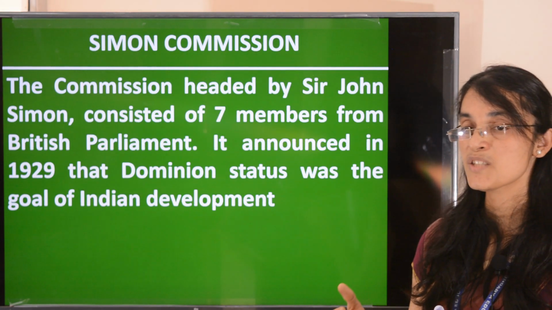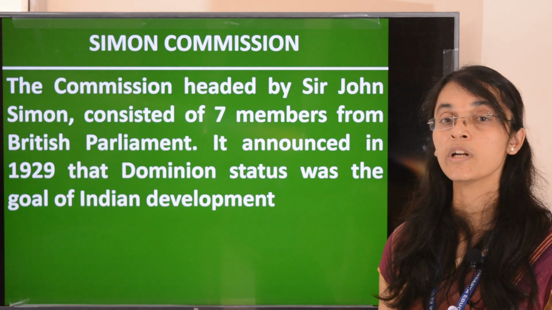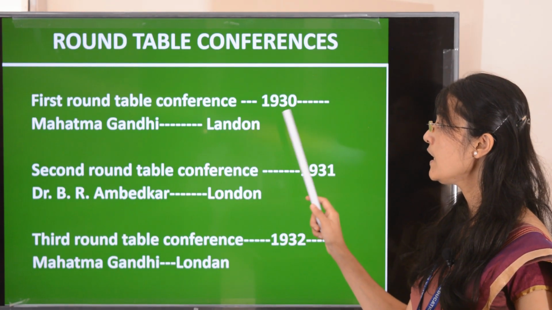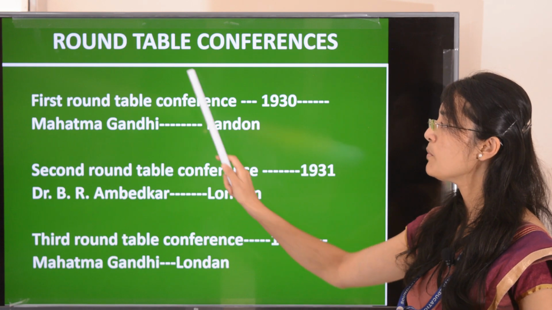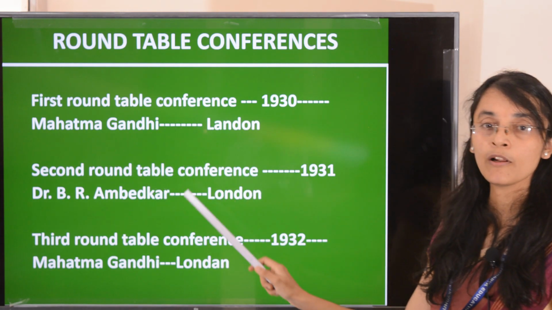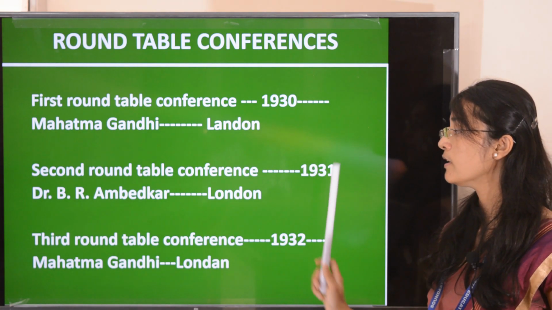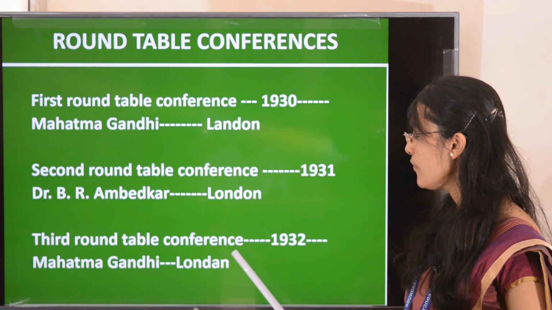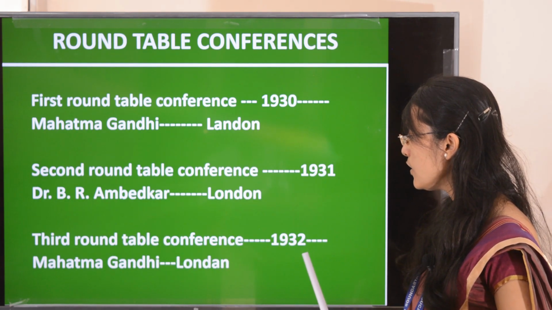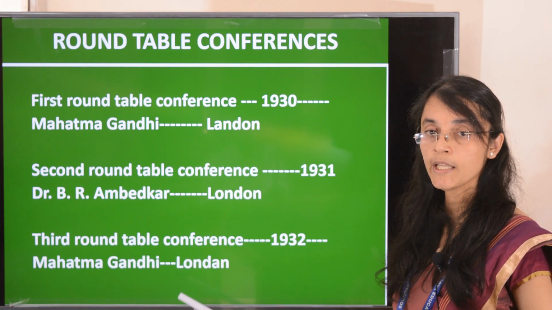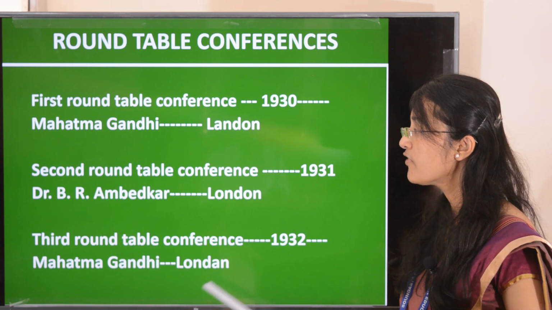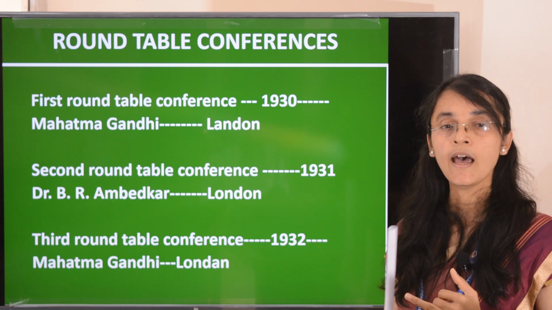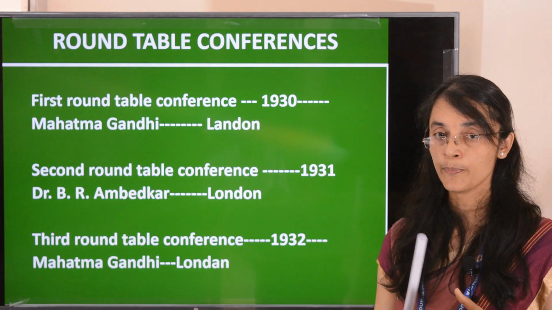After this incident, 3 round table conferences were held. The first round table conference was held in 1930, and Mahatma Gandhiji participated in that. The second round table conference was held in 1931, and Dr. B.R. Ambedkar participated in that. Then the third round table conference was held in 1932, and Mahatma Gandhiji participated in that. The main outcome of these 3 conferences, first, educational facilities and reservation in politics for depressed classes.